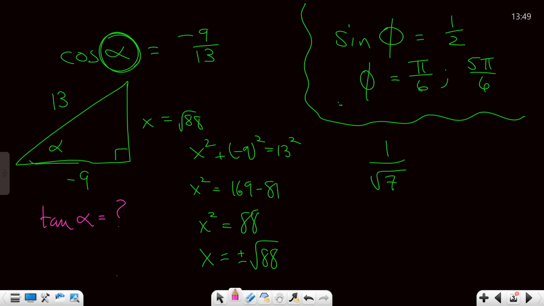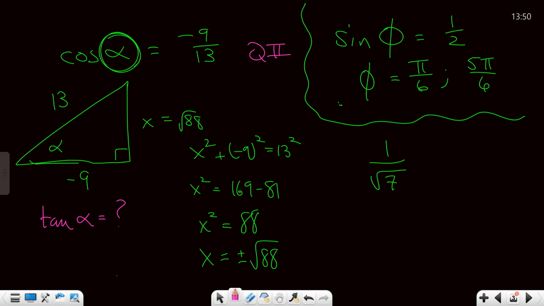Okay, now let me clarify. In this type of problem, you'll see two variations. One variation will be like this, where I'm working through with you and you have two answers. Other times, they will say there is an angle such that the cosine of alpha is equal to negative 9/13 in quadrant 2. Or, like you said, quadrant 3.